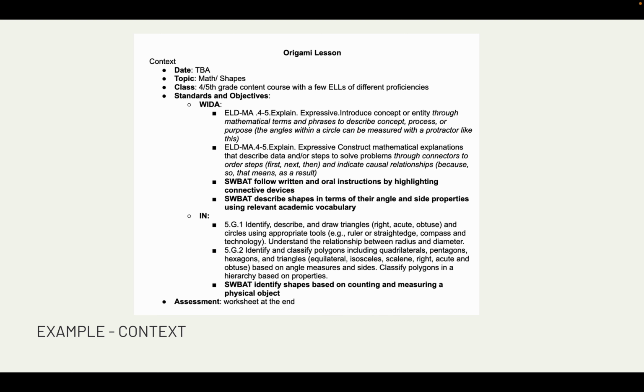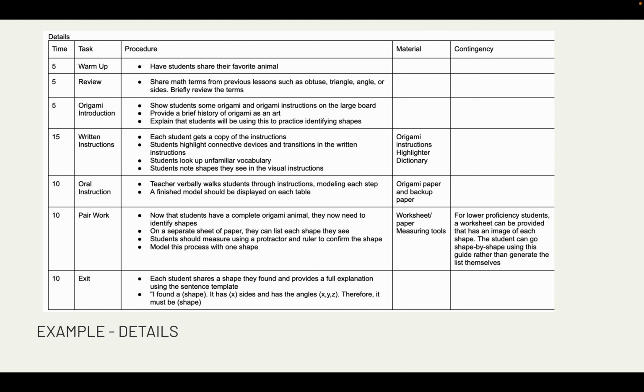To continue then, I wanted to include an example of a lesson plan that I wrote real quickly. This is an example of the context part. You can see that I have date, topic, class, I have my standards and objectives, and my worksheet. And then here are the details of that lesson plan with time, task, procedure, material, and contingency plan.